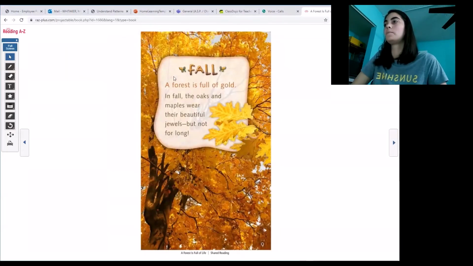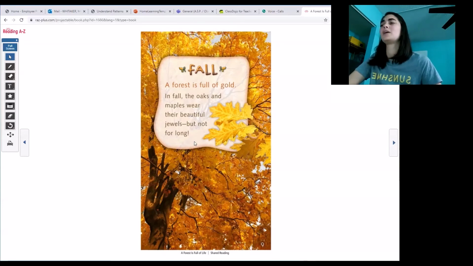Next, fall. A forest is full of gold. In fall, the oaks and the maples wear their beautiful jewels, but not for long. I don't see any jewels on this tree. What do you think the author means? And why won't it be around for long?